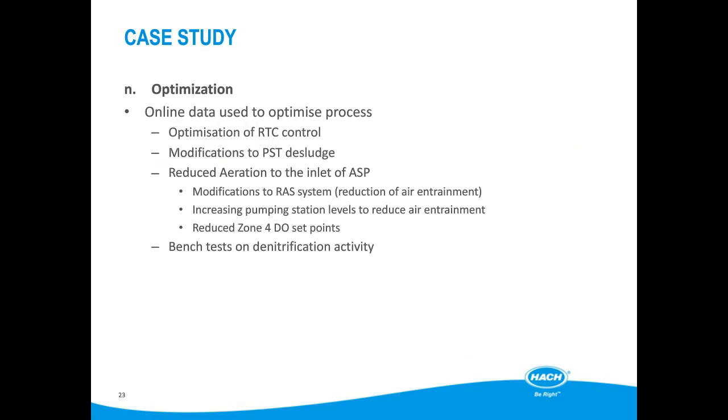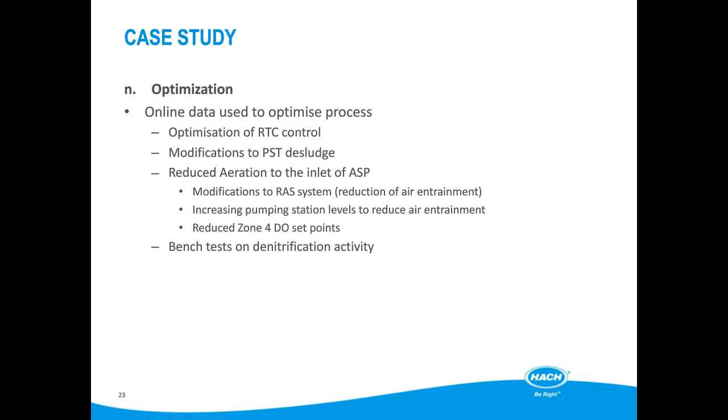As mentioned previously, the RTC was prioritised to preferentially treat load further up the lanes in order to allow a lower maximum dissolved oxygen set point to be used in Zone 4, where the internal recirculation was taken from. The maximum DO in Zone 4 was lowered still further to 1.2 mg per litre. The primary tank desludge regime was changed to encourage more carbon load into the ASP feed. Additionally, sources of air introduced to the ASP feed were minimised by flooding the ASP feed chamber wet well, reducing the hydraulic drop that was entraining the air.